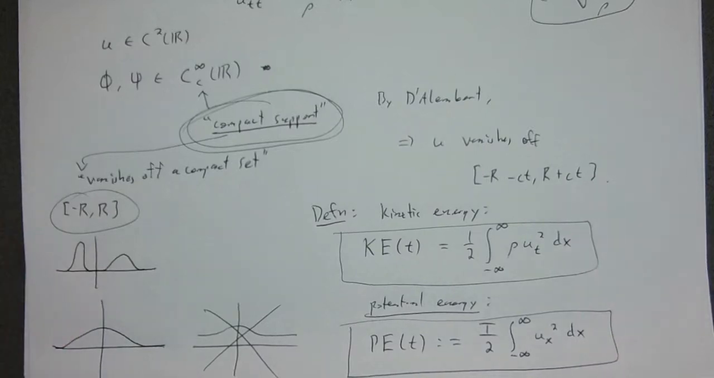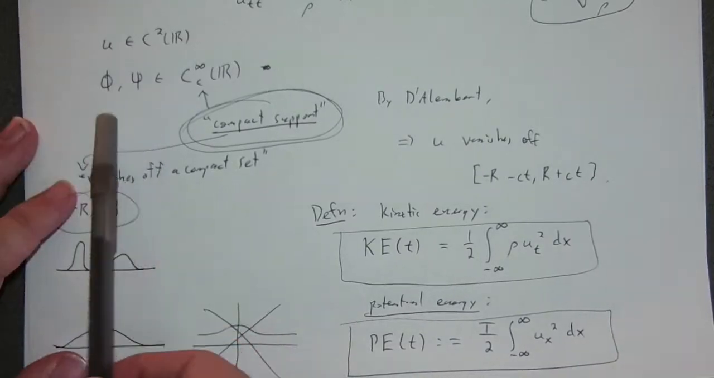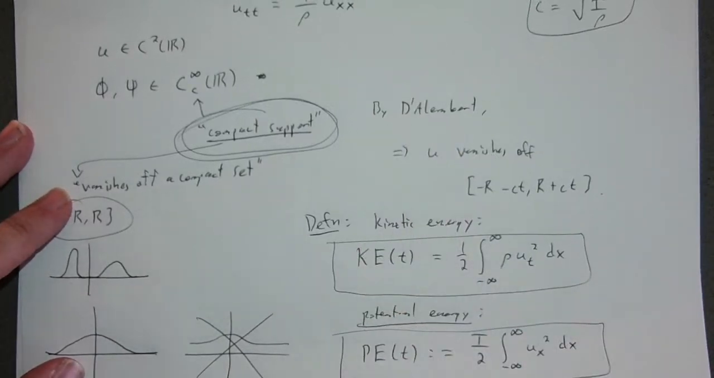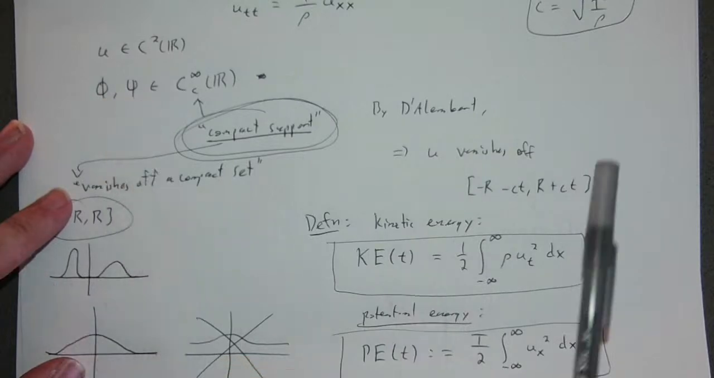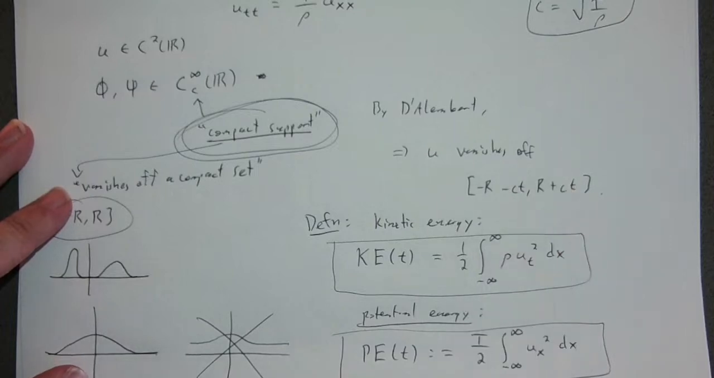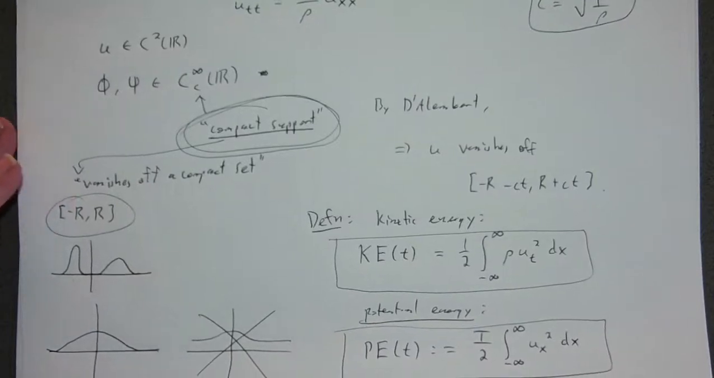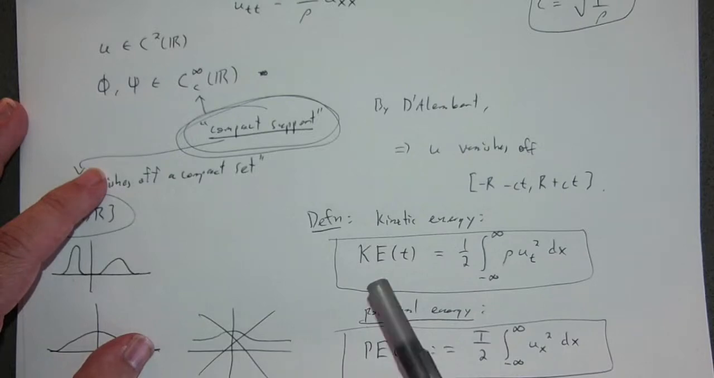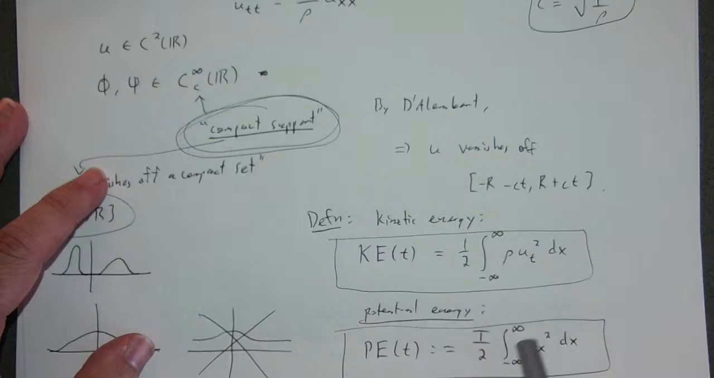Okay. So if the initial data has compact support, then by D'Alembert's formula, since we know exactly the form that u takes in terms of phi and psi, this solution also vanishes off compact sets. So the solution also has compact support if the initial data do. And I defined two quantities. One, the kinetic energy related to this solution, and the potential energy related to this solution.